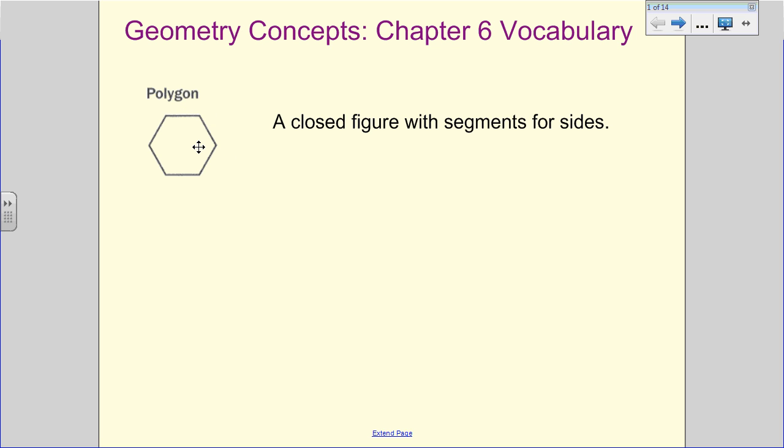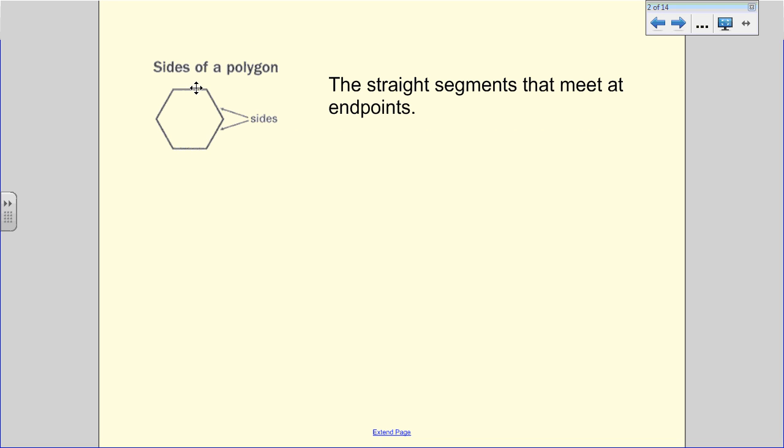This is a hexagon. You'll want to go back to Lesson 1 and look at the names of the different polygons based on the number of sides, so make sure you're going back and studying those. But a polygon is a closed figure with segments for sides, so each of the sides needs to meet at an endpoint with the consecutive side, and there can't be any curves. When we talk about the sides of a polygon, those are the straight segments that meet at endpoints.